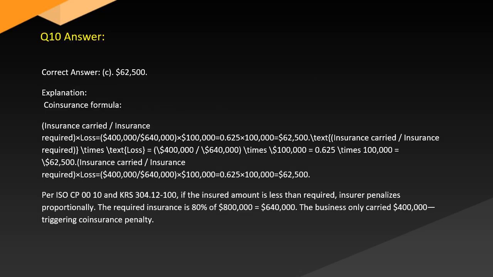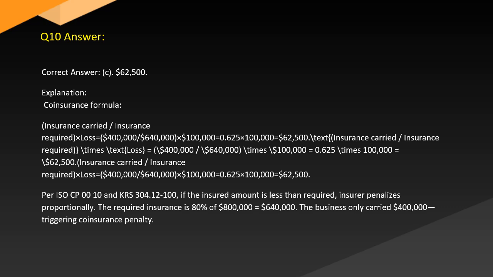Answer. Correct answer: C. $62,500. Explanation. Coinsurance formula: insurance carried over insurance required, times loss. $400,000 over $640,000 times $100,000 equals 0.625 times $100,000.